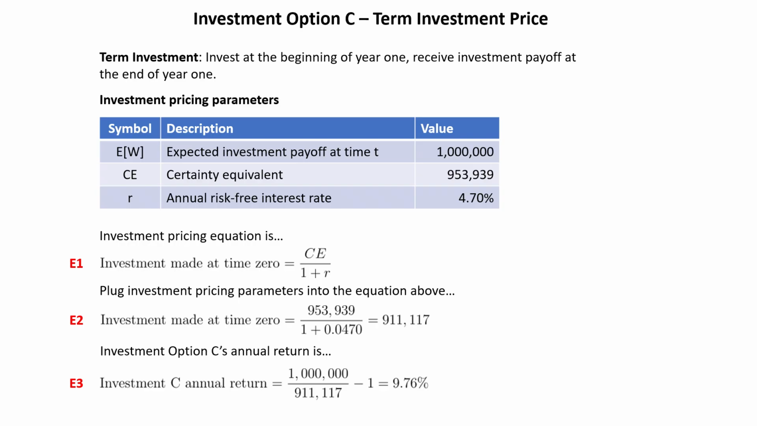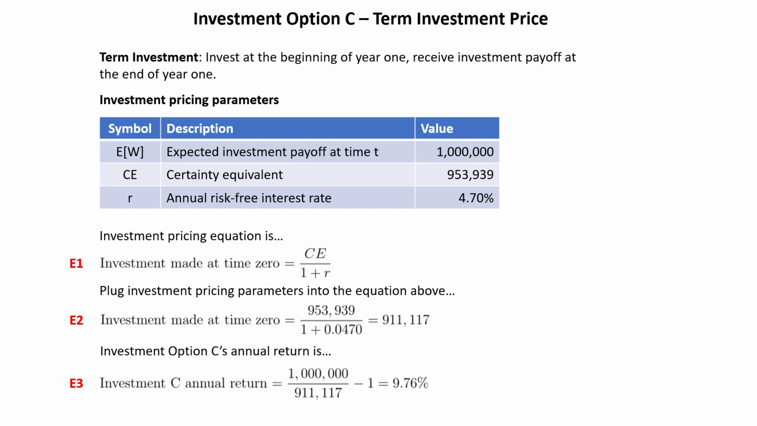So now what we want to do is calculate our return. That is done in equation E3. So our investment's annual return is our expected payoff, which is $1 million, divided by the cost of that investment. Our expected payoff is going to be at the end of year one, and then the cost of that investment is going to be 911,117. Subtract 1. So our annual return is going to be 9.76%.